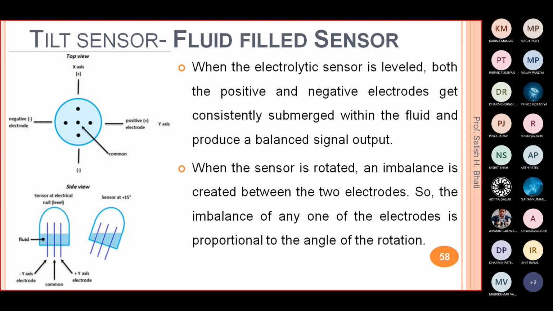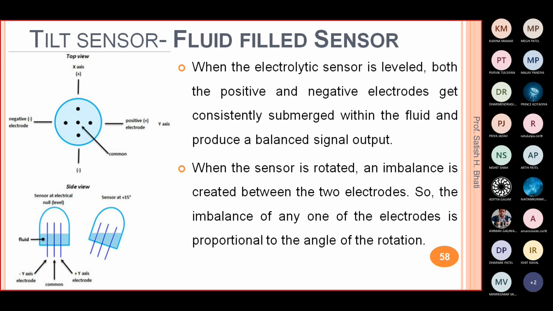Once your sensor is in normal condition, or we can say it's leveled, at that time both the positive and negative electrodes are consistently submerged within the fluid, and because of that it will produce a balanced signal output, right? So it means your sensor is balanced, that kind of signal it will generate.